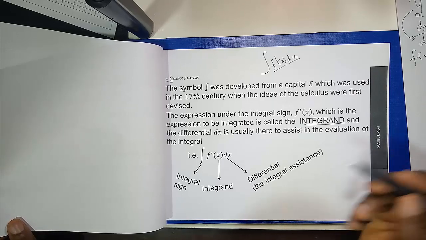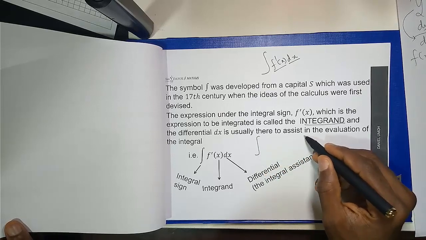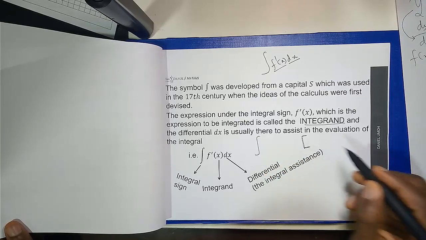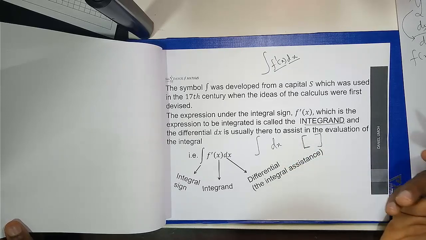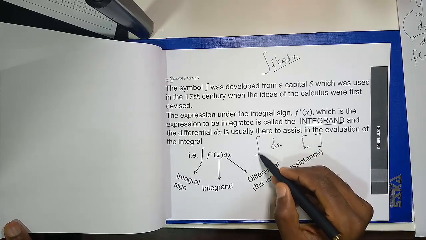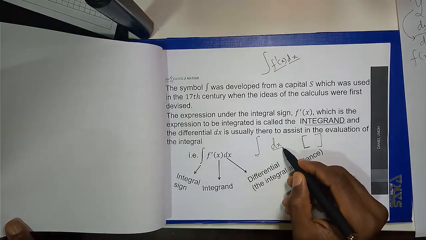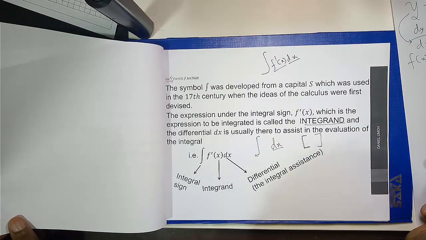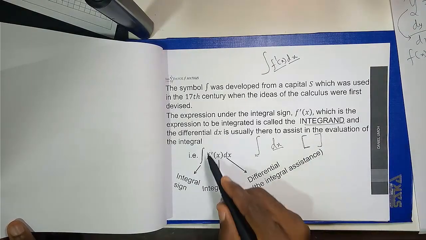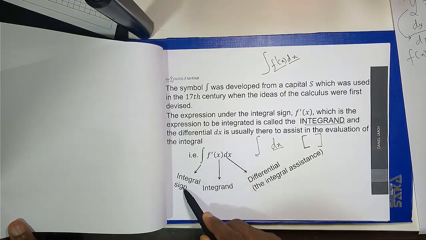Now I want you to note something. The integral sign is just like a bracket that is open. So dx is like a closure of the bracket, meaning that for every integral sign there must always be a differential. You must tell us what you are integrating with respect to. So now let's interpret this. So integral f prime of x dx, this sign is called the integral sign.